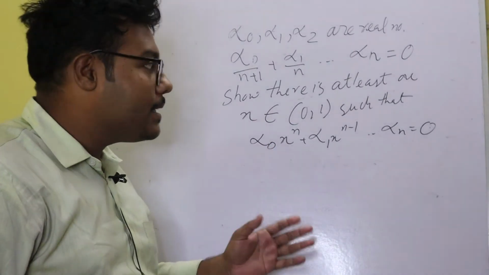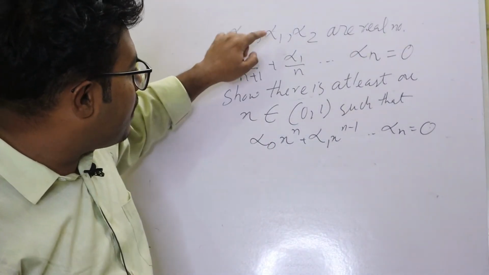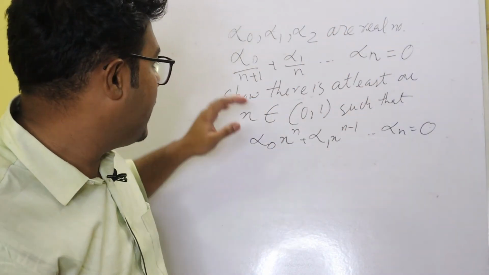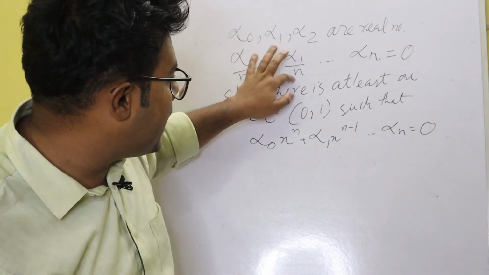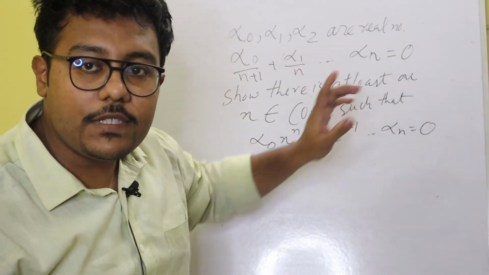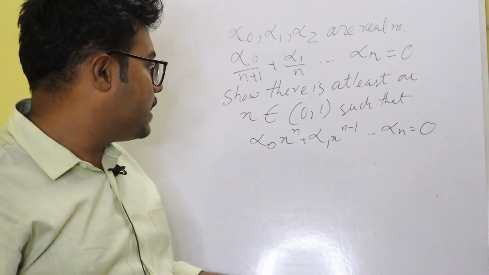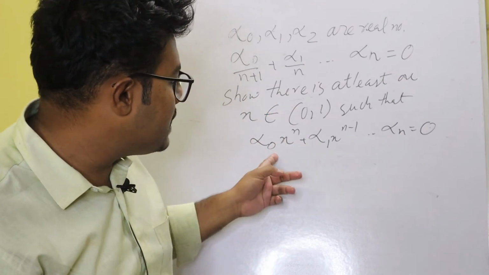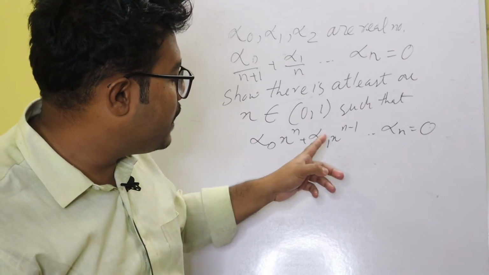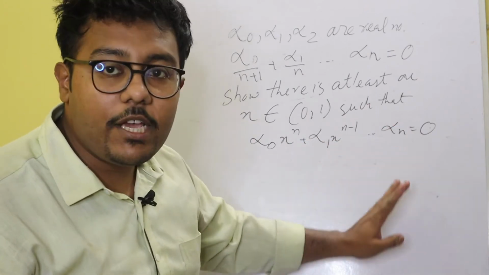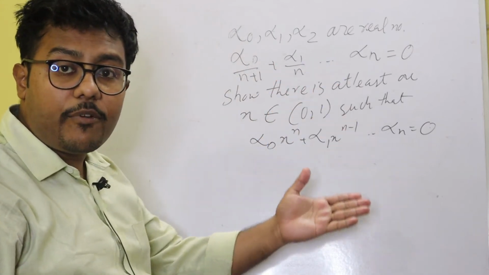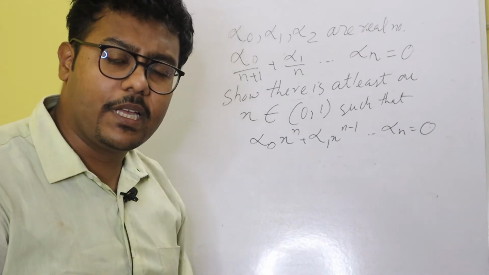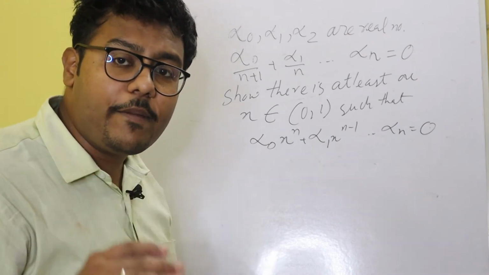Now see this problem, guys. Here we have said that alpha 0, alpha 1, alpha 2, all up to alpha n, are real numbers, and alpha 0 by n plus 1 plus alpha 1 by n up till alpha n is equal to 0. We are asked to show that there is at least one value of x which belongs to (0, 1) such that alpha 0 into x to the power n plus alpha 1 into x to the power n minus 1 till alpha n will be equal to 0, right? See the problem very carefully. If you recall, please note it down. It's a very important and very interesting problem. So we will solve it part by part, and let's go.